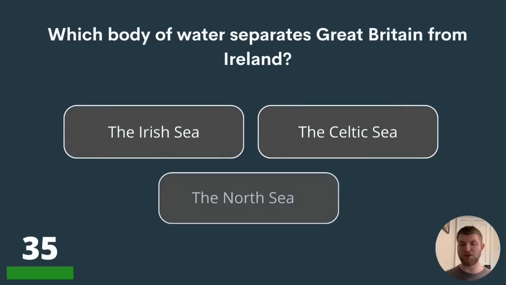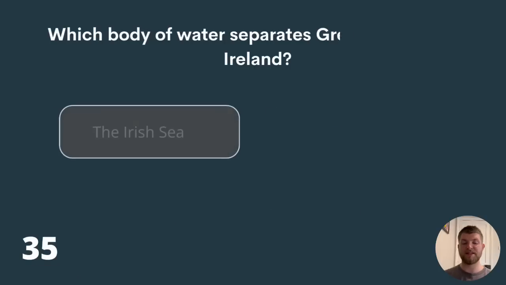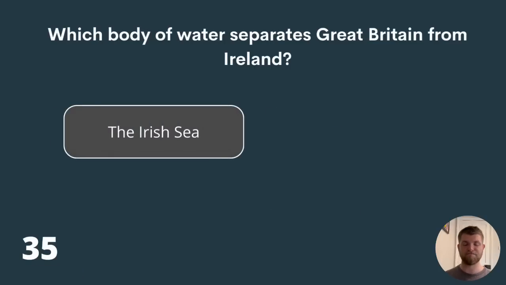35. Which body of water separates Great Britain from Ireland? The Irish Sea, the Celtic Sea, or the North Sea? The answer is the Irish Sea.